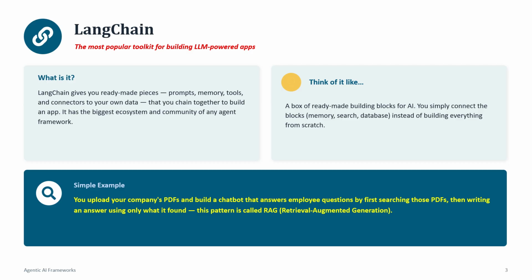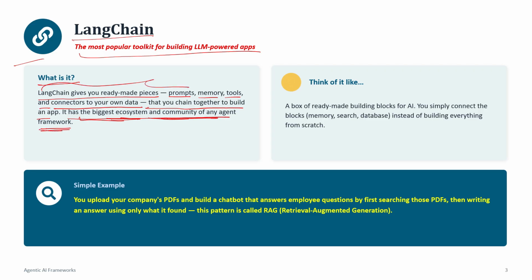So the very first framework is LangChain. This is the most popular toolkit for building LLM-powered apps as of today. So what is it? LangChain gives you ready-made pieces, prompt, memory, tools, and connectors to your own data that you can chain together to build an app. It has the biggest ecosystem and community of an agent framework. And then it gives ready-to-use pieces of prompt, memory, tools, and connectors to your own data.